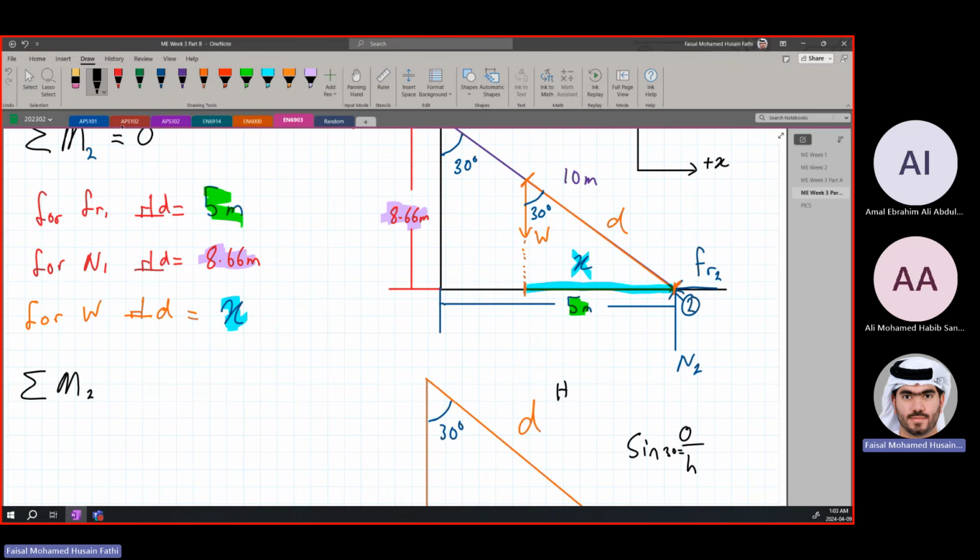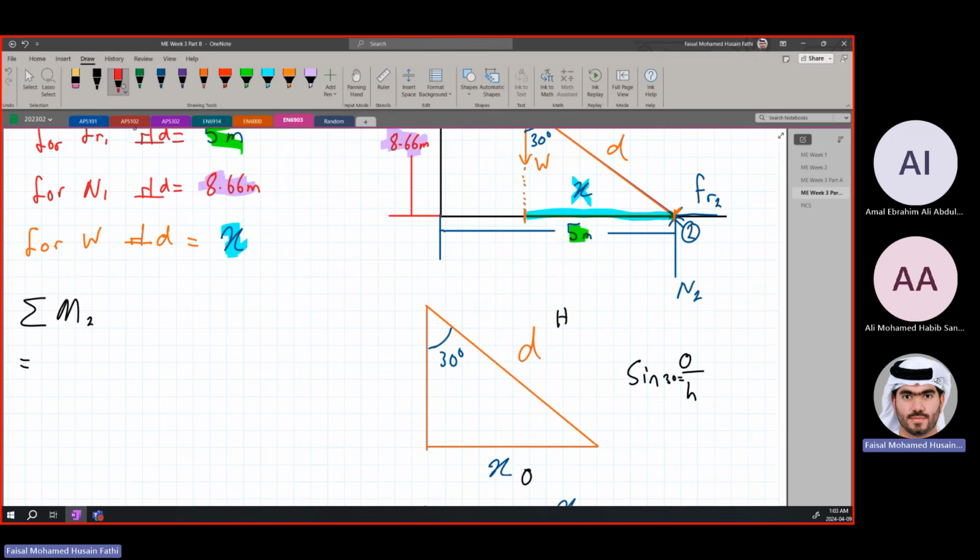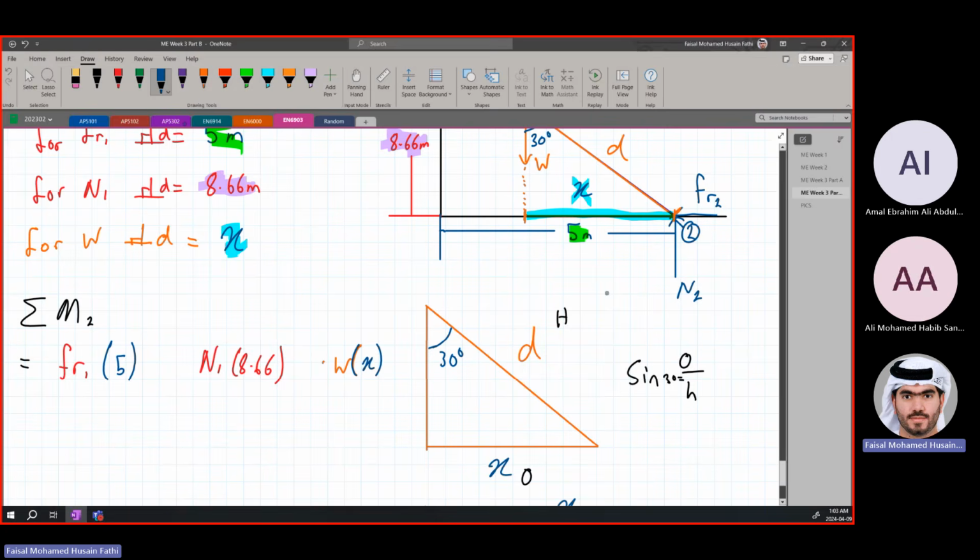M2 is going to be equal to, let's start with FR1. FR1 times its perpendicular distance, which is 5 meters. All right, FR1 times 5. Then plus, we don't know plus or minus yet. We're going to check them out in a bit. We have N1 times its perpendicular distance, which is 8.66. With the last one, we have W, which is W times X. Okay, these are the distances we have.